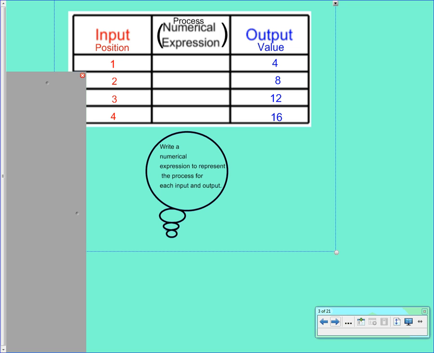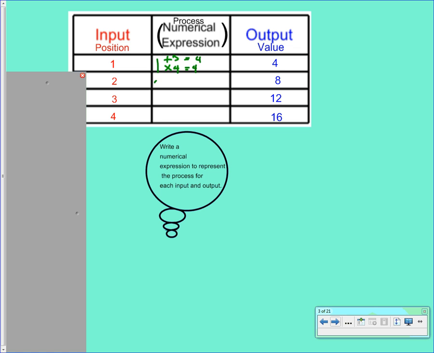How am I going from 1 to 4? So to go from 1 to 4, I'm getting bigger. I'm either adding 3 or I'm multiplying by 4, and both of these equal 4. The thing to remember with the process of an input-output table is it's always the same. It never changes. The process has to be the same all throughout the entire problem.